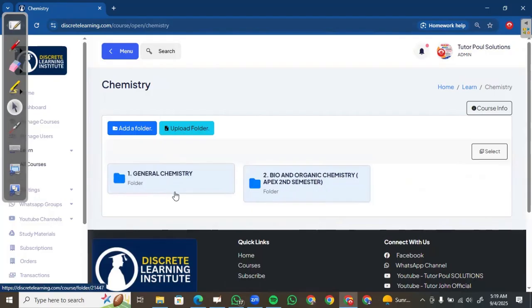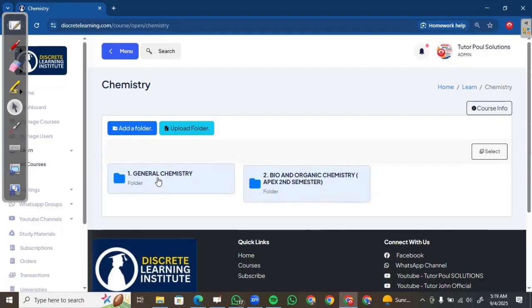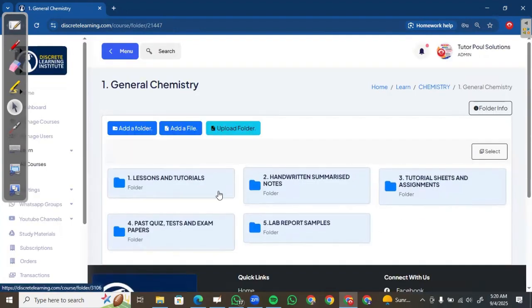So there's general chemistry and bio and organic chemistry for those who are doing second semester at Apex. Since you're in first semester, or if you're from any other university, you go in general chemistry. In general chemistry, you're going to find about 5 folders.